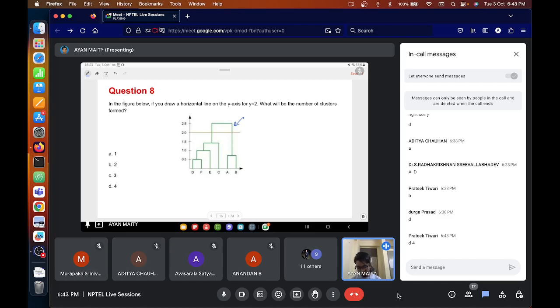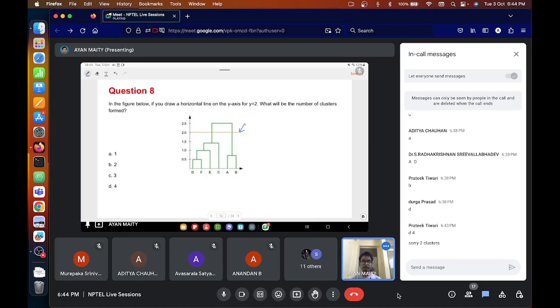But if we want to get a certain number of clusters, we have to stop at some point. If we stop at this yellow horizontal line of this dendrogram diagram, how many clusters will we get from this?